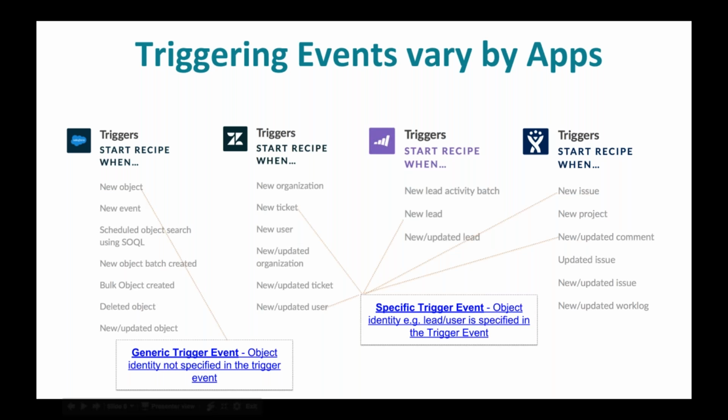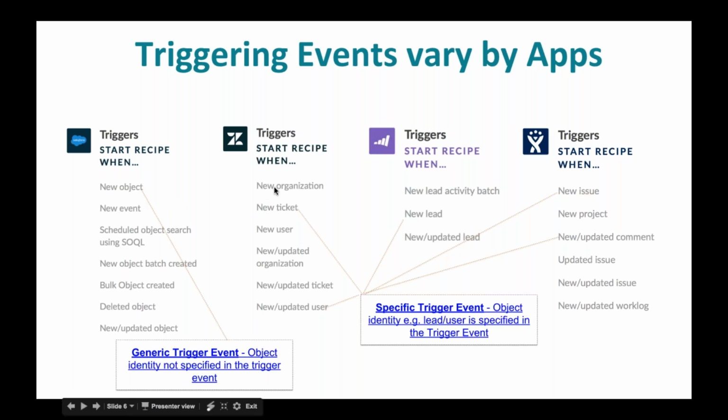So what is a trigger? A trigger is something that is used to pull information from applications and nudge a recipe to do something about it. There are many ways in which you can nudge the recipe. The recipe, again, is the thing that is doing the processing of the event that comes out.